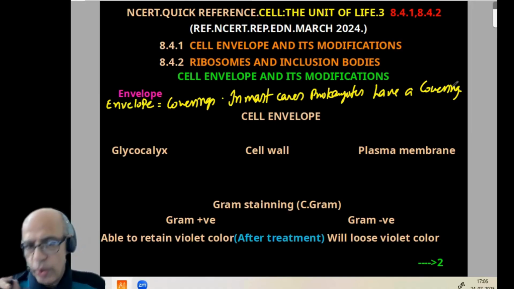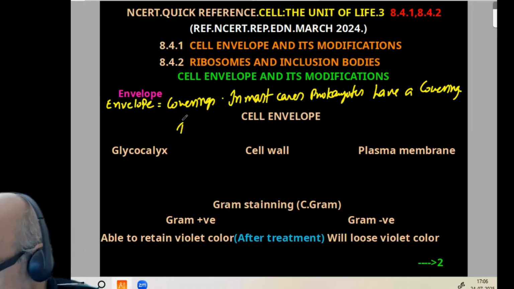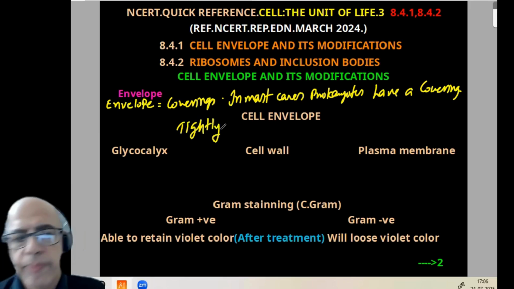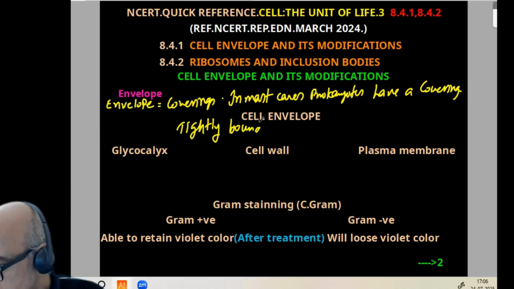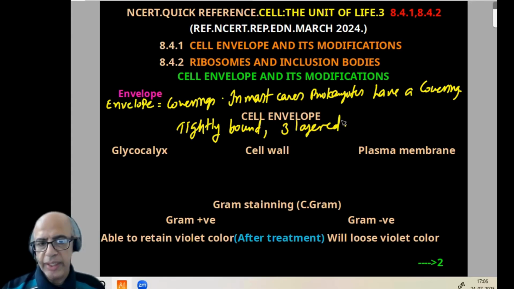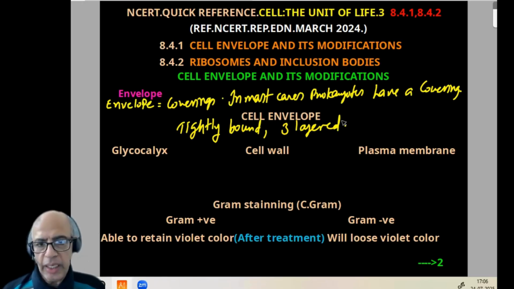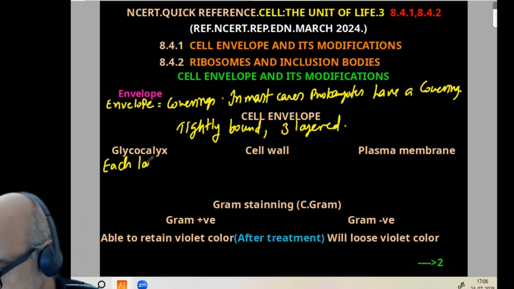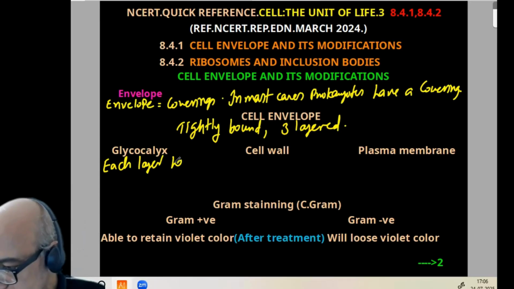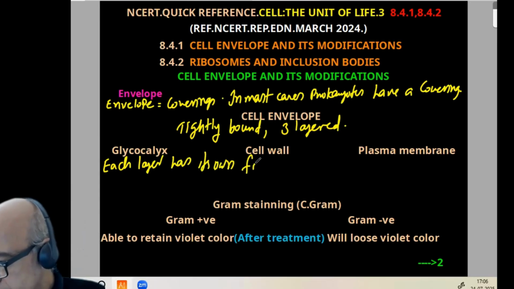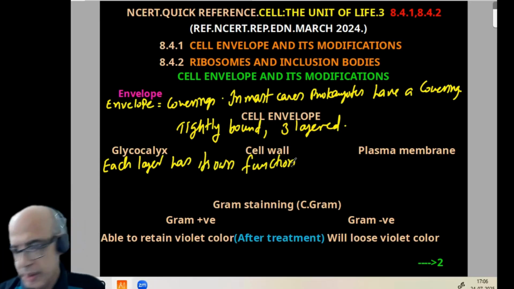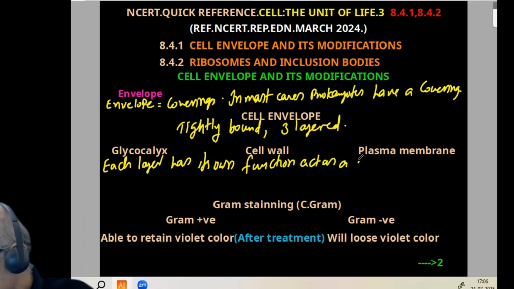The cell envelope has two features. One, it is tightly bound. Two, it is a 3-layered structure. The 3 layers are written there to save time: glycocalyx, cell wall, plasma membrane. Each layer has its own function, and together they act as a protective layer.